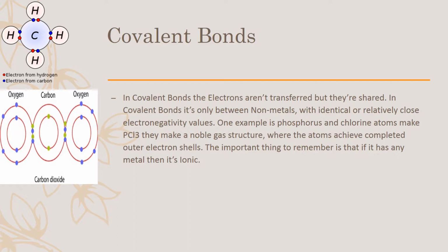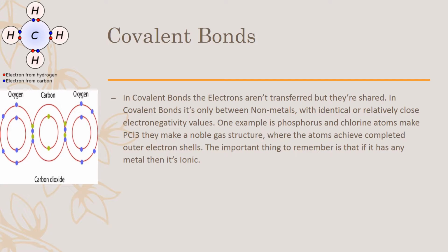Covalent bonds, also known as covalent compounds, happen when electrons are shared. They are not transferred. Covalent bonds are only between nonmetals with identical or relatively close electronegativity values. One example is phosphorus and chlorine atoms. They make PCl3. When joined together, they make a noble gas-like structure, which means they have achieved a complete outer electron shell, which is basically what every single element wants.